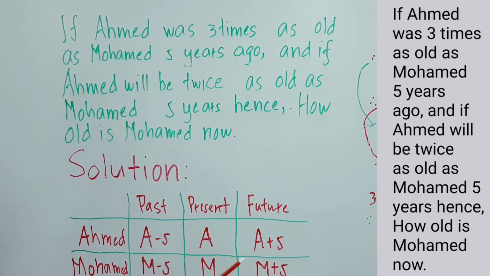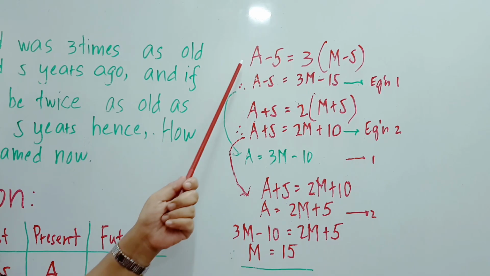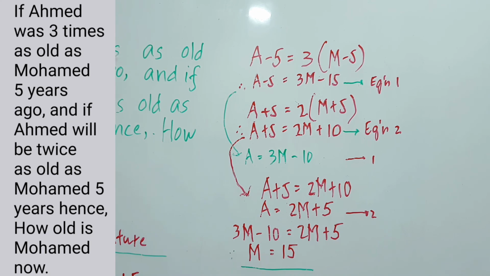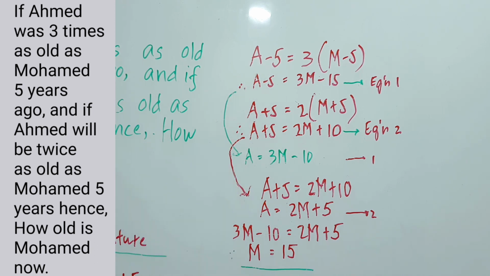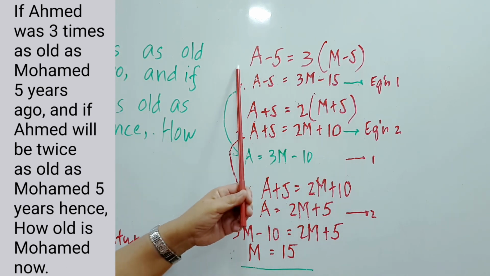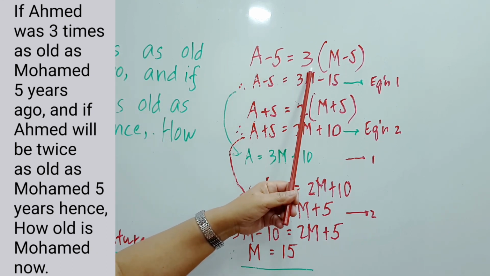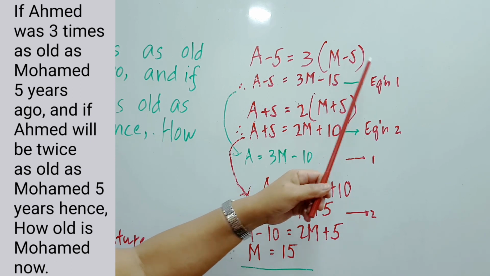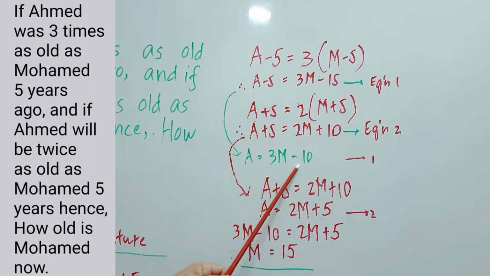Ngayon, gagawa tayo ng equation base dito sa statements sa problem. So, Ahmad was 3 times as old as Muhammad 5 years ago. Ang age nila 5 years ago is Ahmad is A minus 5 and Muhammad is M minus 5. So, we can represent this as A minus 5 is equal to 3 times the age of Muhammad, which is M minus 5. Simplifying this and solving for A will result to A equals 3M minus 10.